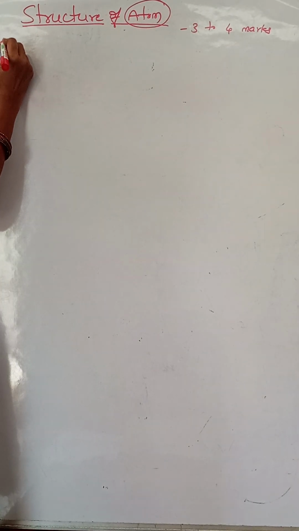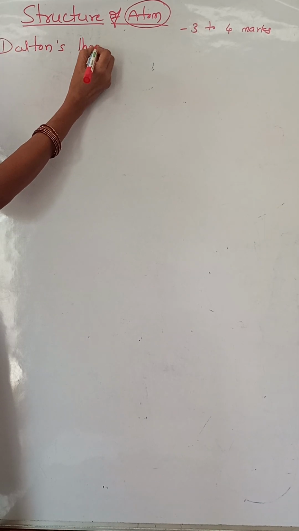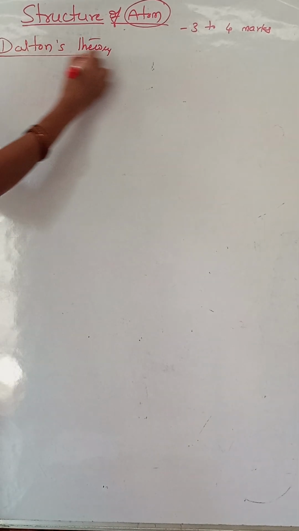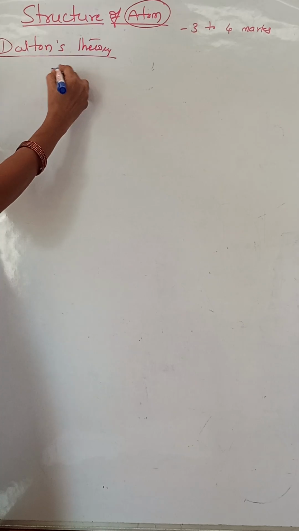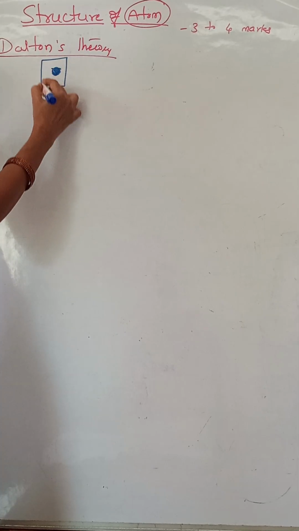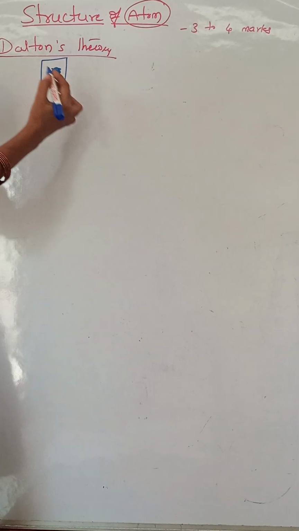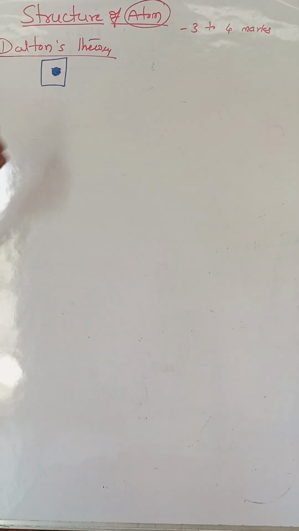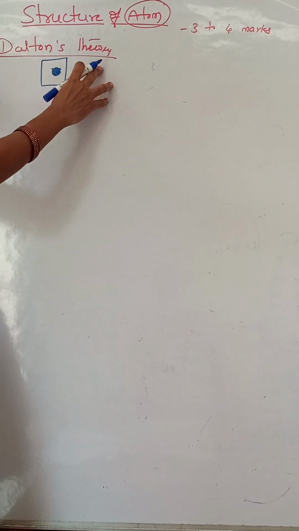First of all, Dalton's theory. He says that the atom is the smallest particle of matter. That means the atom cannot be divided further, but it takes part in chemical bond formation. Who says that? Dalton says that.